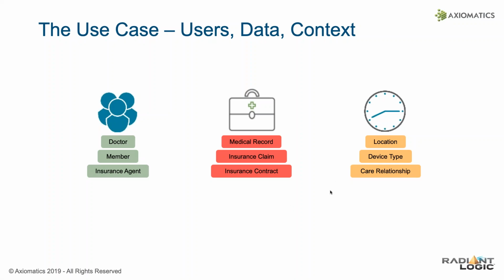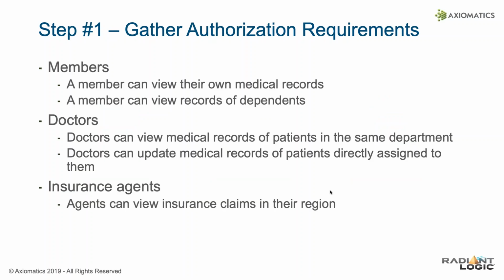And I'm going to step through this medical example to try to further visualize how this works. We start by documenting the different scenarios, and we start to see where the attributes emerge from. So we document these English language statements, such as a member can view their own medical records, or they can view records of dependents. And the doctors, of course, have different kinds of requirements or constraints. In this case, they can view medical records of patients in their own department, or they can update records for patients that are directly assigned to them.